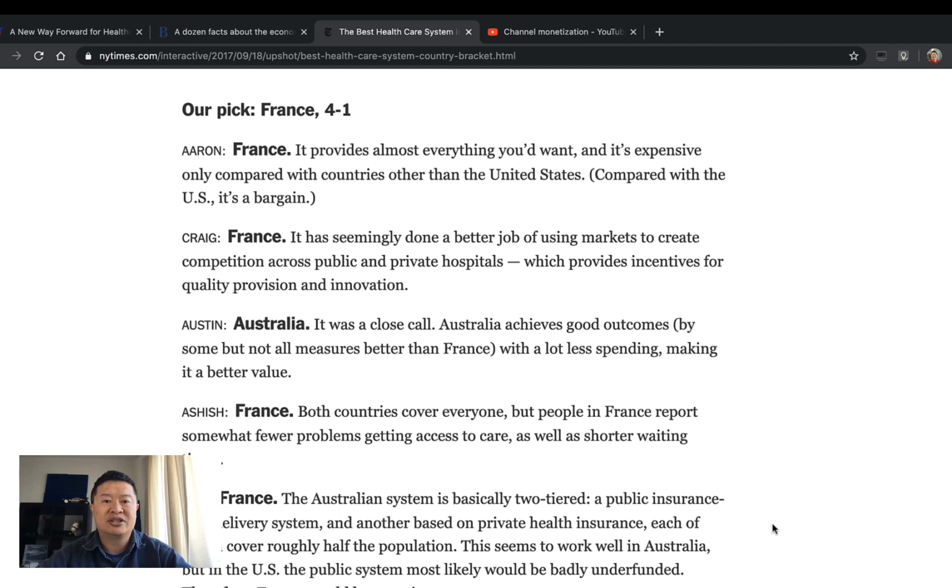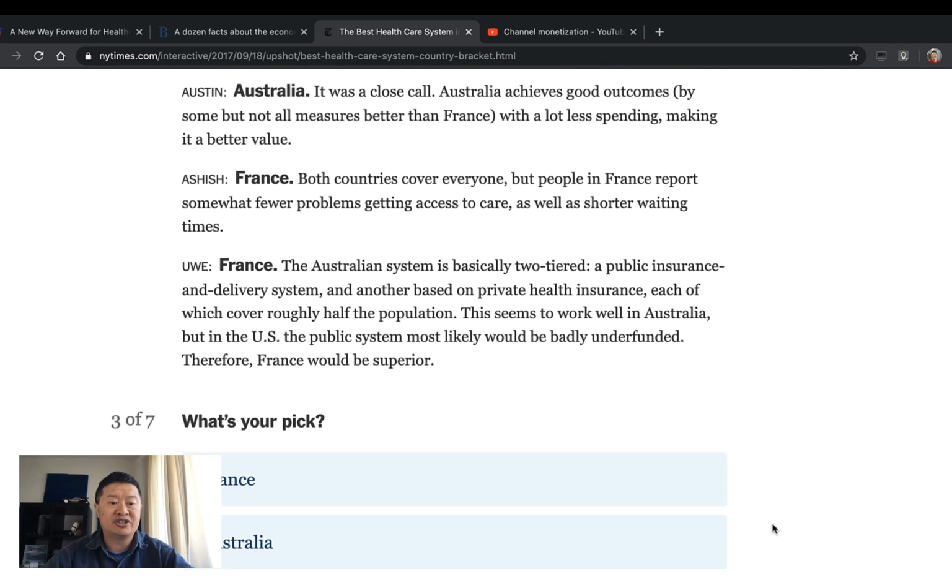Basically, the French system gives everything you want. However, it is expensive compared to most other countries, except for the United States, where France still is considered a bargain. It has done a better job of using markets to create competition between public and private hospitals. It also has fewer people reporting problems getting access to care or having long waits. So generally, the French system is pretty big.